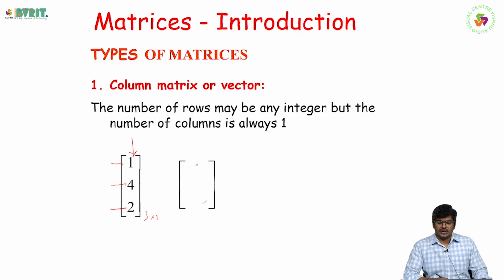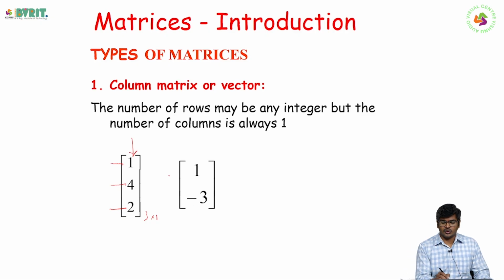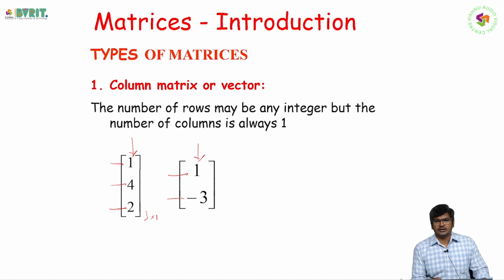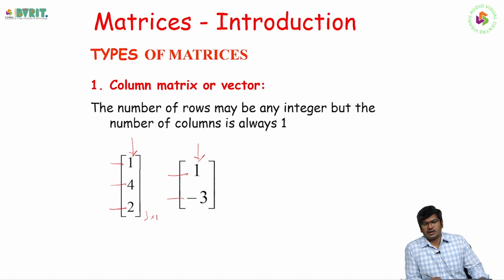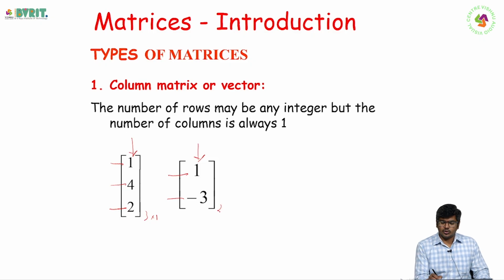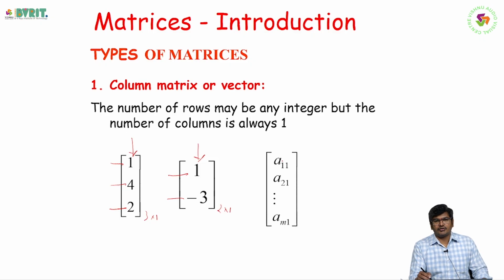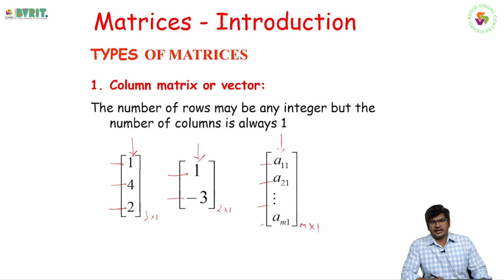Another example, here 1, minus 3. This is 2 rows and only one column. Therefore, a matrix containing only one column is called a column matrix. This order is a 2 by 1 matrix. And here observe that the general form of the column matrix is a11, a21, a31, and so on, am1. How many rows here? m rows, 1, 2, 3, and so on. How many columns? Only one column. The order is m by 1.